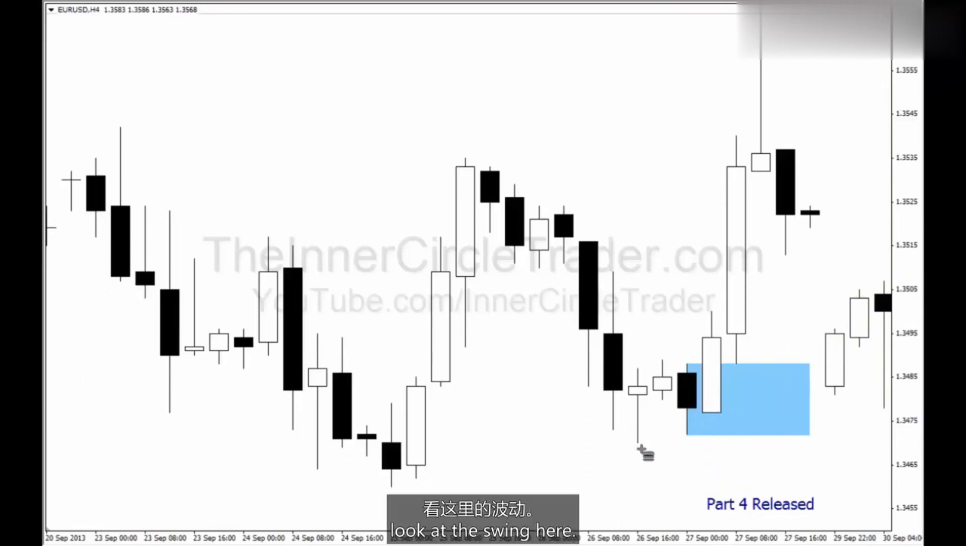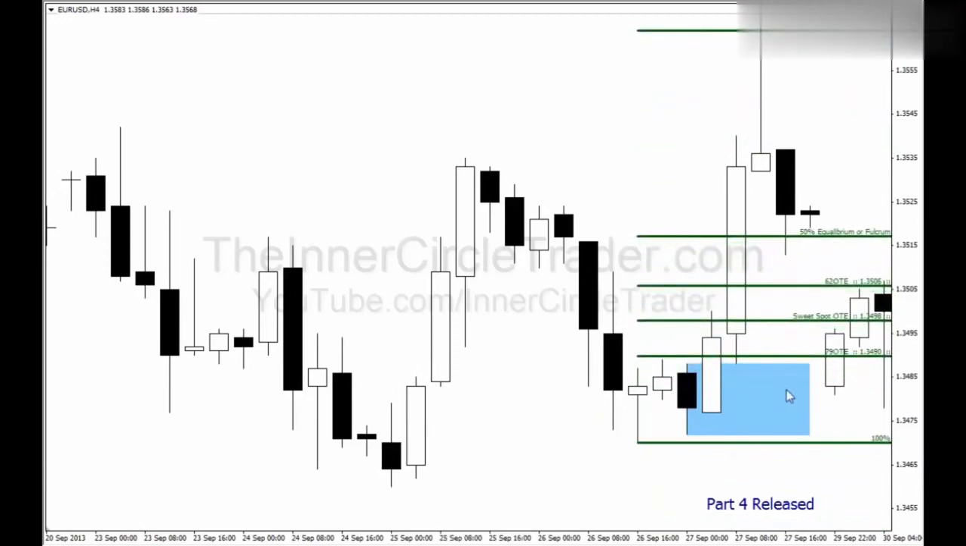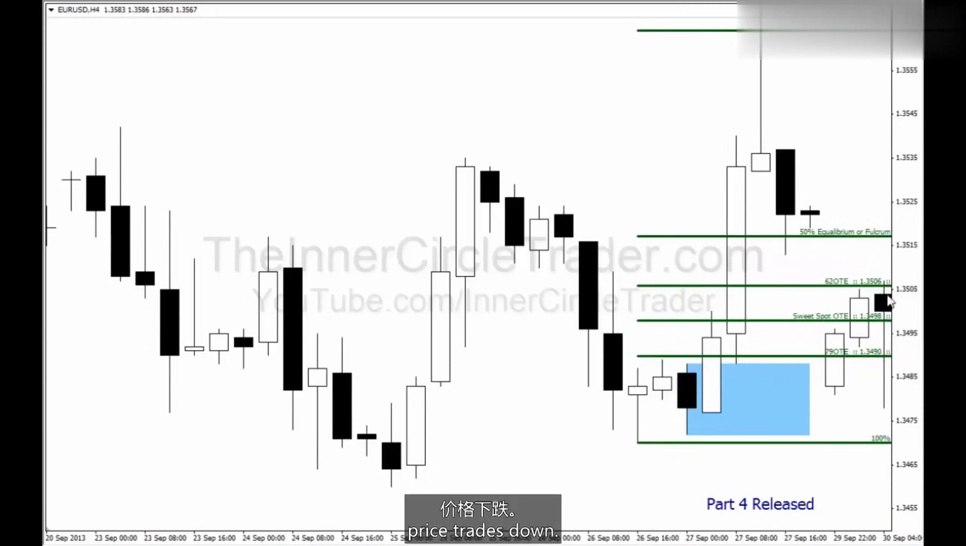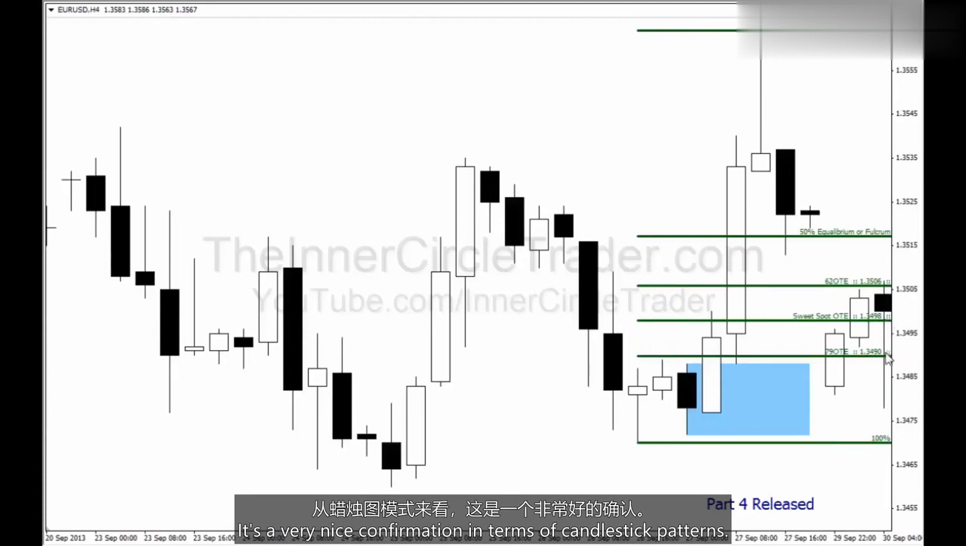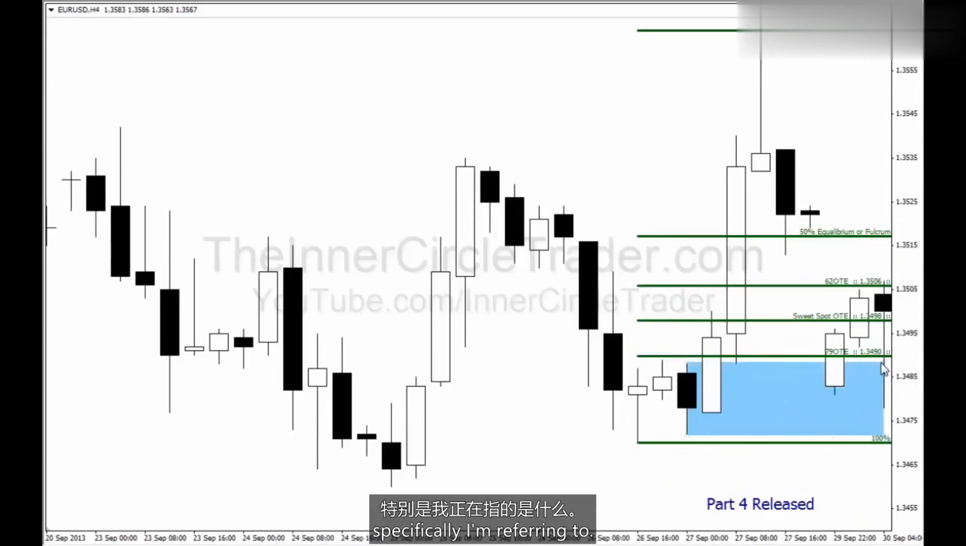if you look at the swing here, here's the price swing, and you have the 79-cent retracement level right in here. Okay, and price trades down. It gives you a nice hammer. See that? It's a very nice confirmation in terms of candlestick patterns. Just candlestick pattern alone means nothing, but when you have this coupled with an order block, it dips into it right here. And I guess it'd be a little bit more helpful if I drew that over here for you to illustrate what specifically I'm referring to.